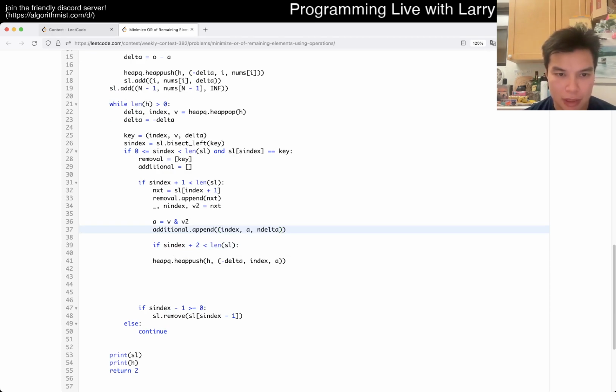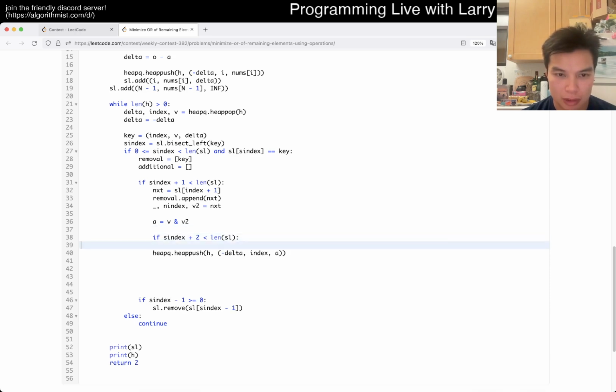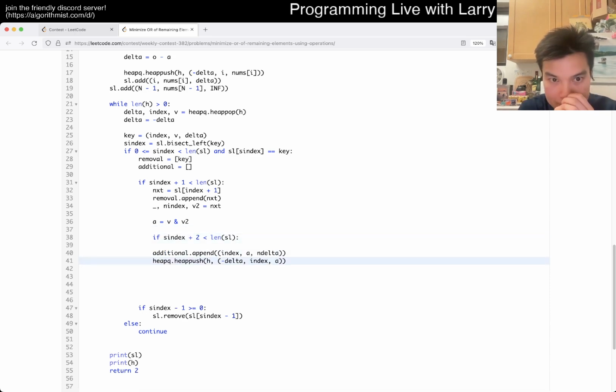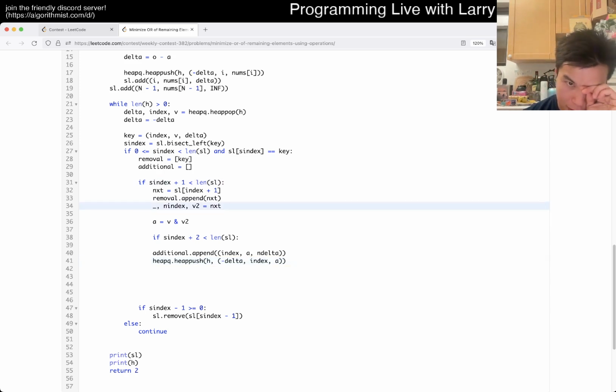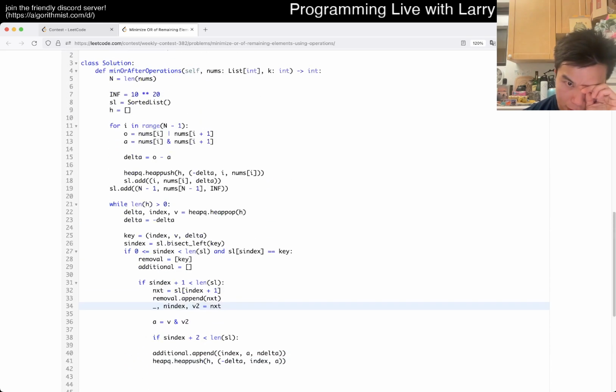No, and delta is not right. If we do have a next number, oh no, this is now good again. Do I need this delta? Yes, because I need to verify it.